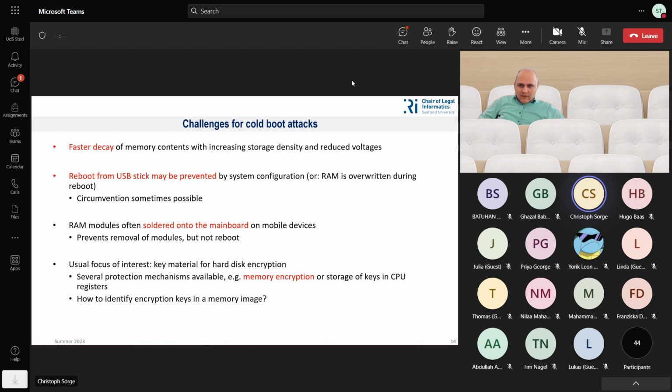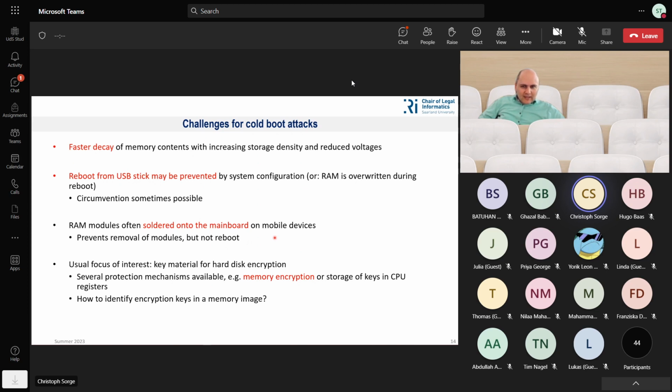Right. Reboot from USB sticks may be prevented by the system configuration or might be overwritten. We mentioned that before. We mentioned RAM modules being soldered onto the mainboard. That does not prevent the reboot from the USB stick, of course, but it prevents removal of modules.